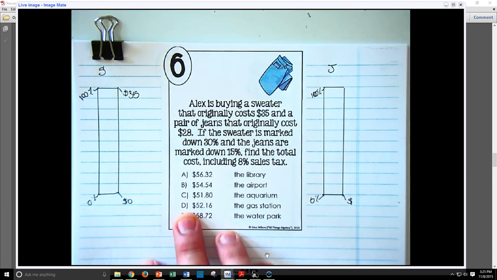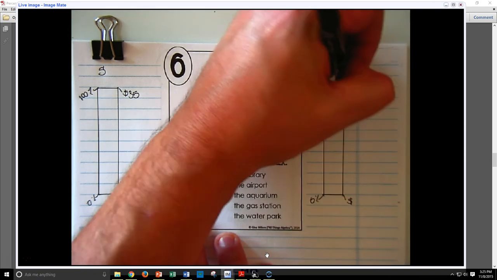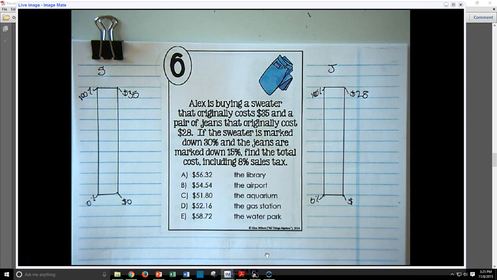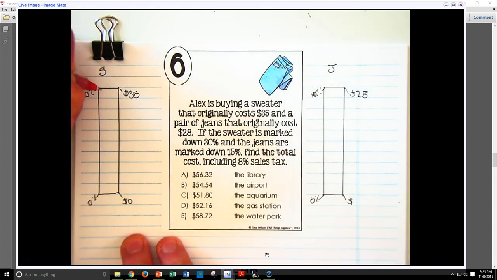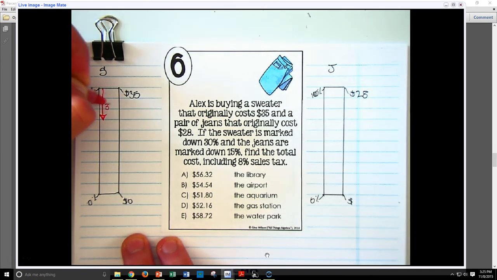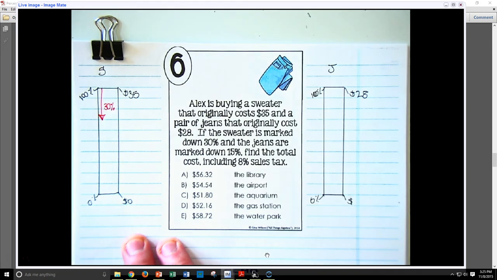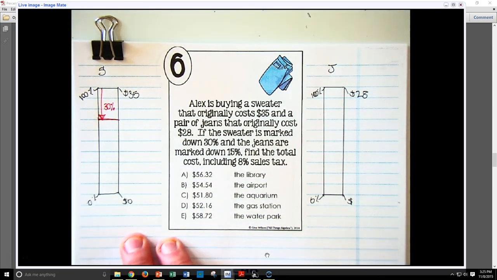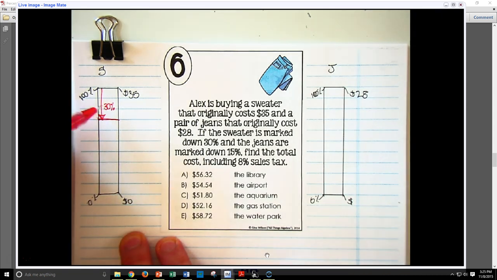100% of the jeans is $28. That's how much they cost full price. We are taking discounts. We know, for example, that we are taking a 30% discount, which means the percent's dropping by 30%. I am just approximating where I think it goes. I am actually not taking any real measurements. So, 30% drop. That's what's happening there. If I had 100% and I dropped 30%, that takes me down to 70%.